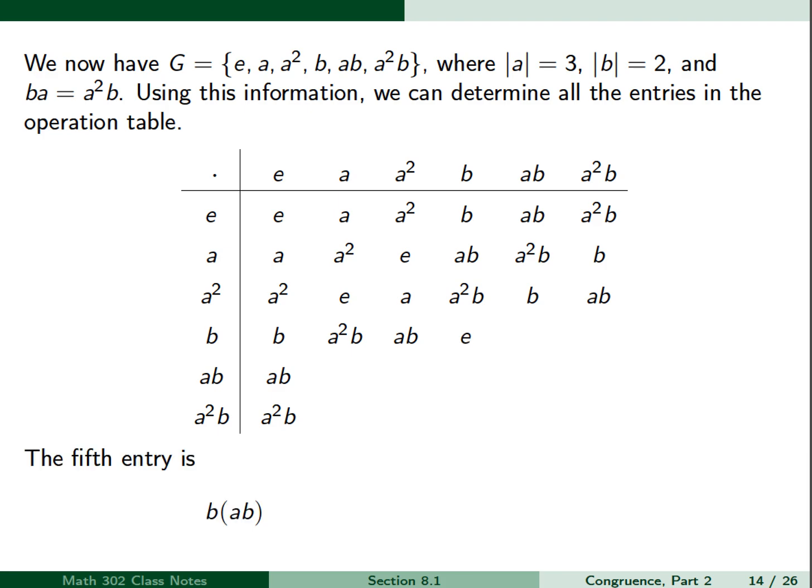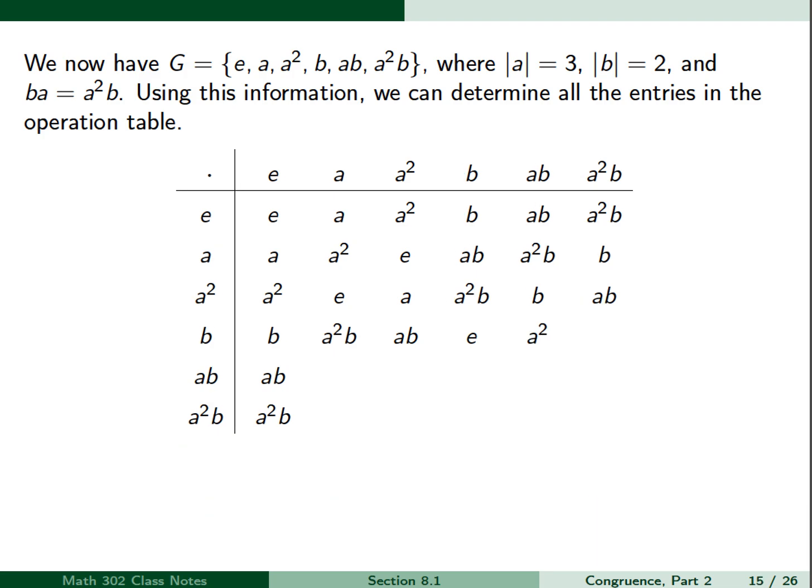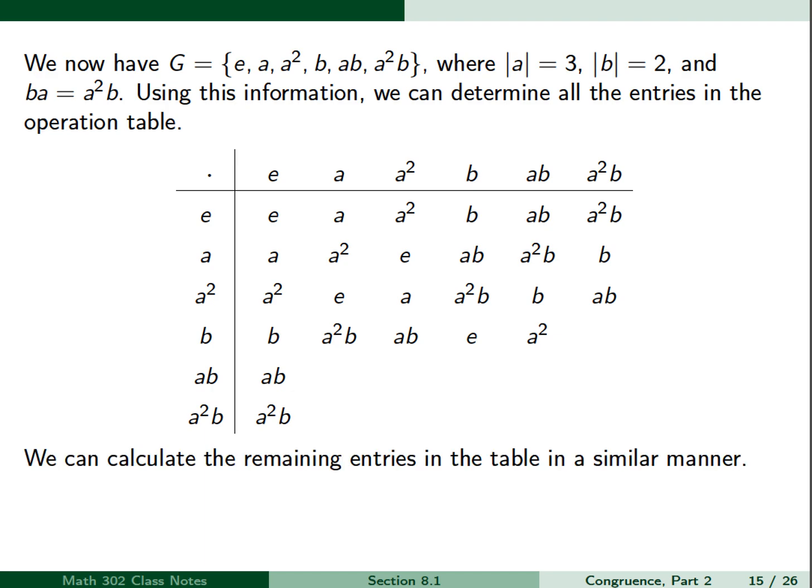The fifth entry will be B times AB, which is BA times B, which is A squared B times B, using the identity. And this is A squared, and B squared is equal to the identity, so this is just A squared. So that entry is A squared. Now we can calculate the remaining entries in the table in a similar manner. We can apply our identity repeatedly.